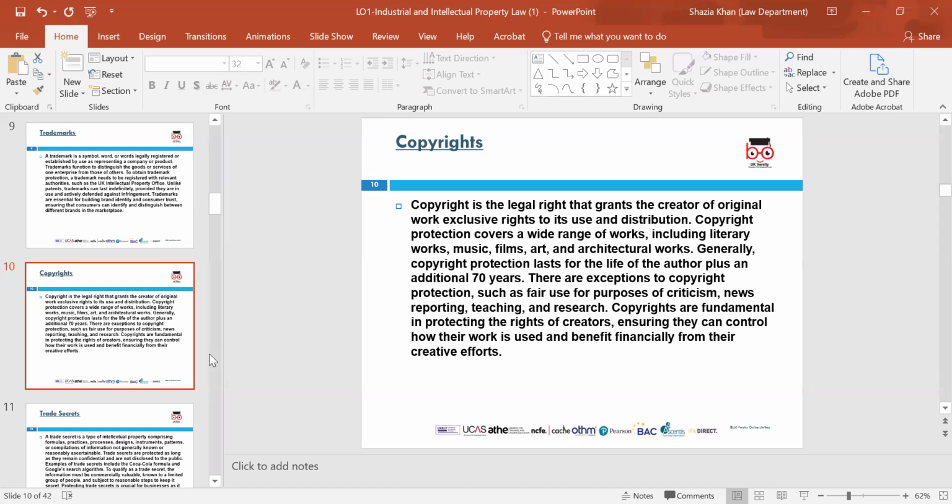It states here that copyright is the legal right that grants the creator, as we mentioned. Copyright protection covers a wide range of works, and copyrights are fundamentally about protecting the rights of creators, like we said, and ensuring that everything is done fairly. So it's really important in regards to copyright.